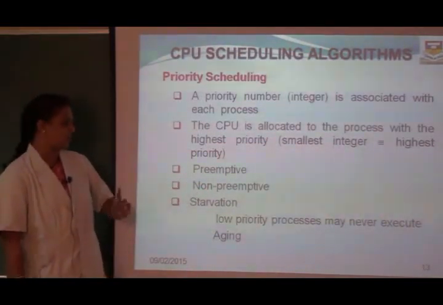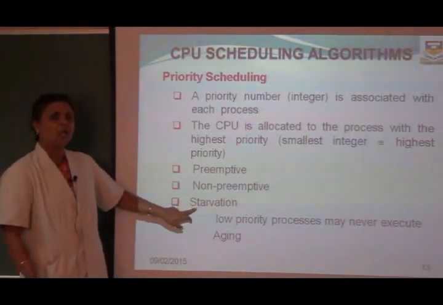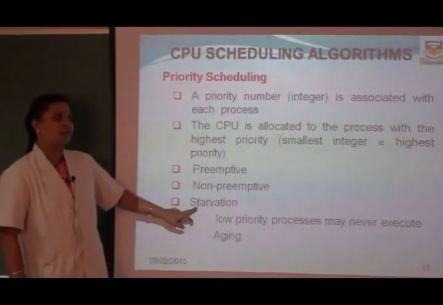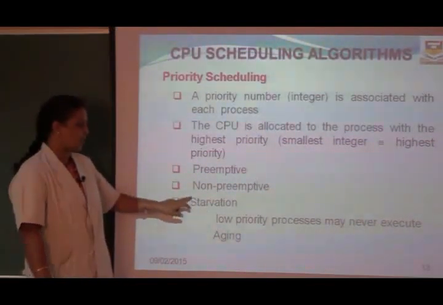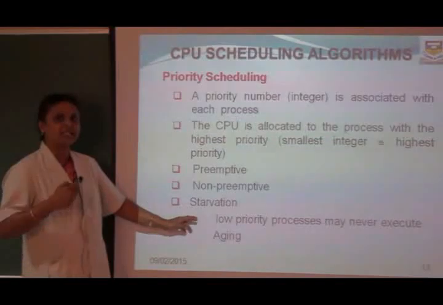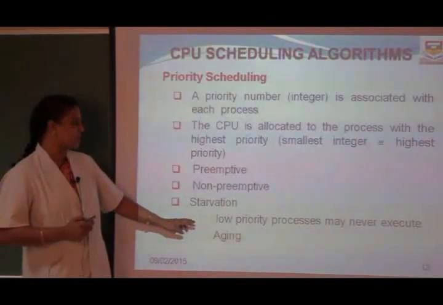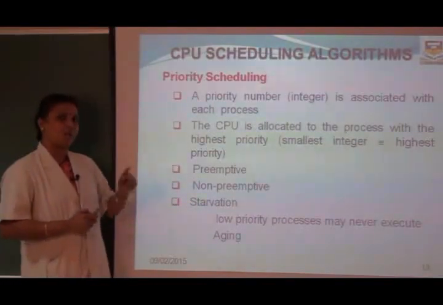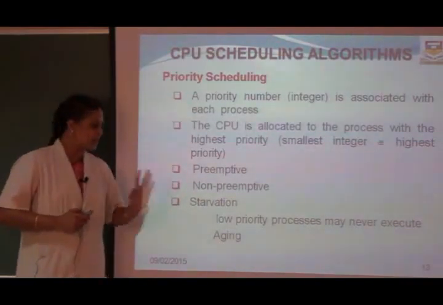But the problem with this particular algorithm is starvation. That is, low priority processes have to wait for a longer period of time to get the CPU, and sometimes they never get the CPU. This starvation problem can be solved by using a technique called aging. This algorithm periodically checks the ready queue, finds all the waiting processes, and increases the priority of those processes by 1. So eventually the waiting processes' priority is increased and they will get the CPU.